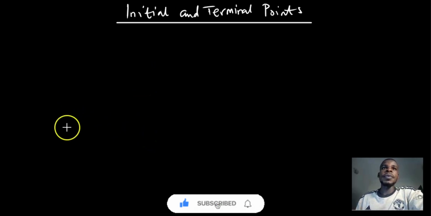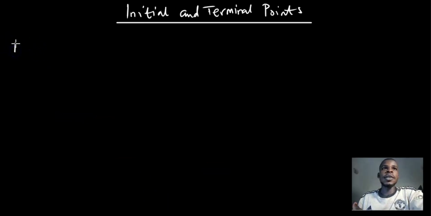From what I've just explained, you could understand that initial points are just the starting point of a particular vector, and terminal points are just the end point of the vector. So let's simply do an example.